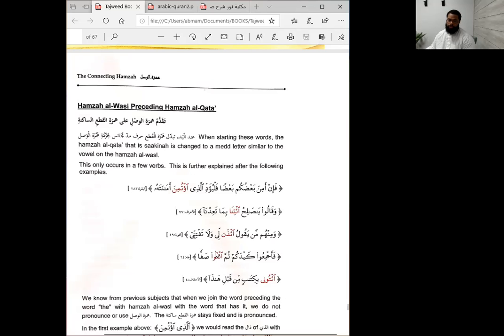So again, what happens is the Hamzat al-Wasl is going to take the letter or the vowel according to that third letter. The Hamzat al-Qata' that follows is going to be turned into a med letter that's appropriate for the vowel of the Hamzat al-Wasl.